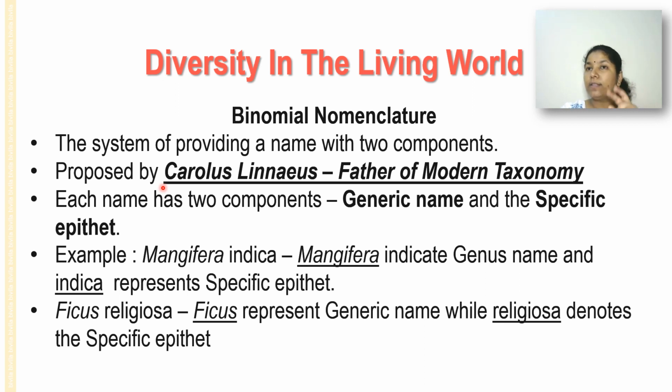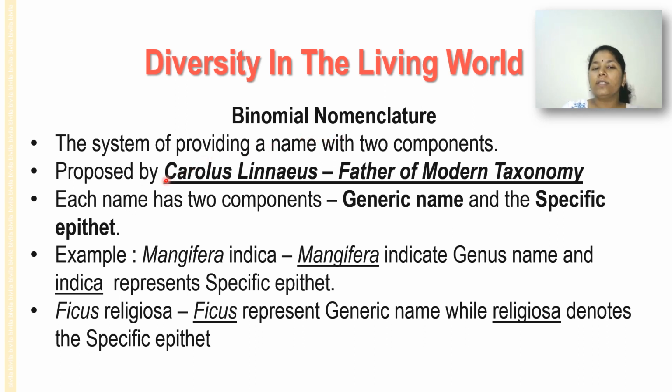From the name itself, binomial: bi means two names for the naming of living organisms. It was proposed by Carolus Linnaeus, or Carl Linnaeus, who was known as the father of modern taxonomy.